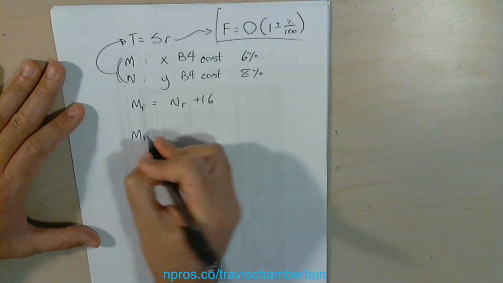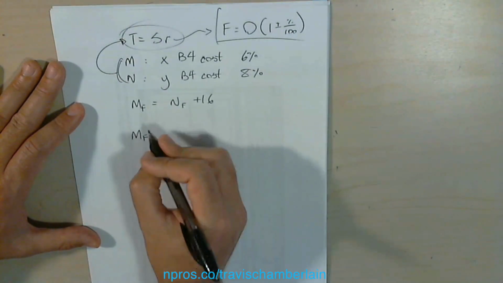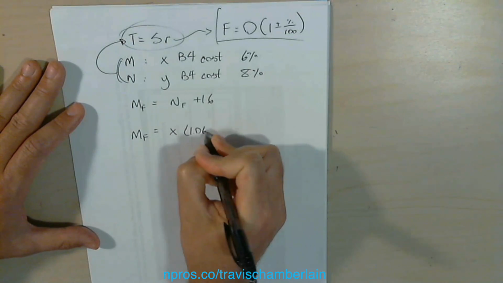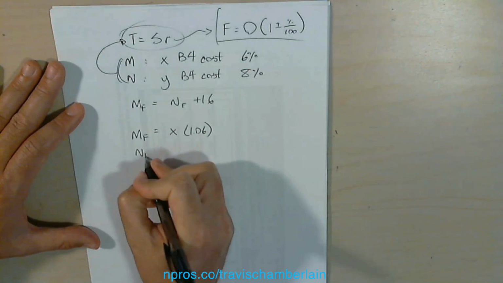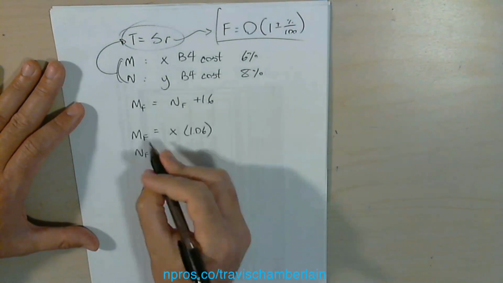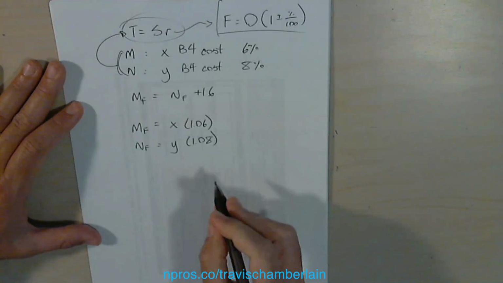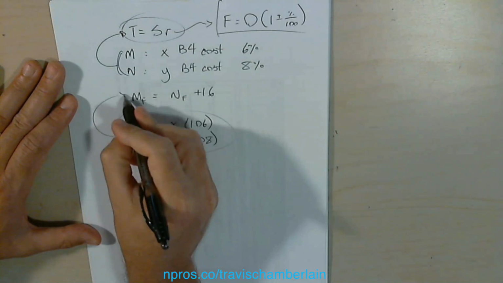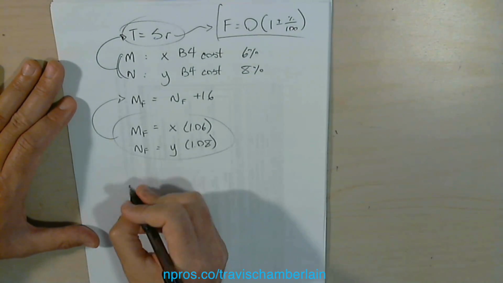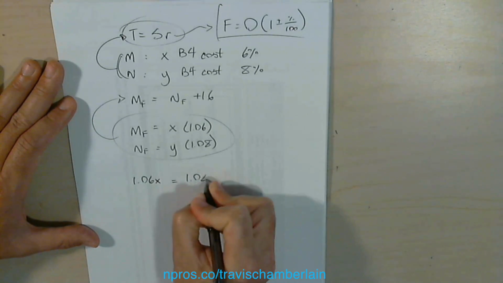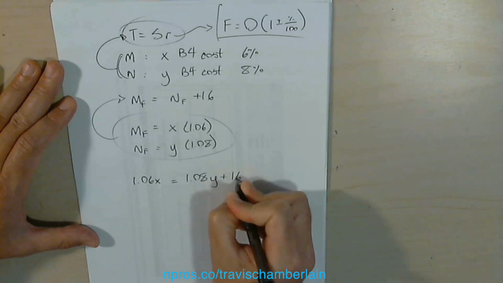So MF, using the formula T equals SR, is going to equal X times 1.06. And NF, using the formula T equals SR and what we've been given, is going to equal Y times 1.08. Okay, now we can take these pieces of information and substitute into this equation. So 1.06x is going to equal 1.08y plus 16.